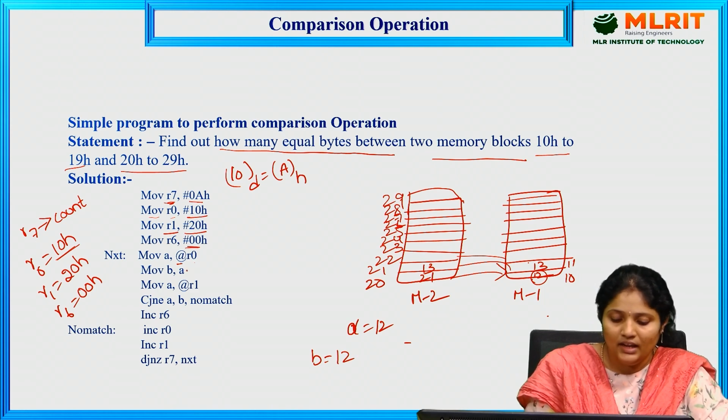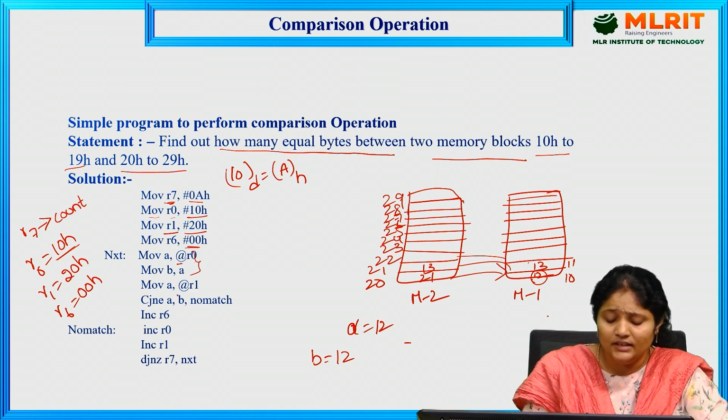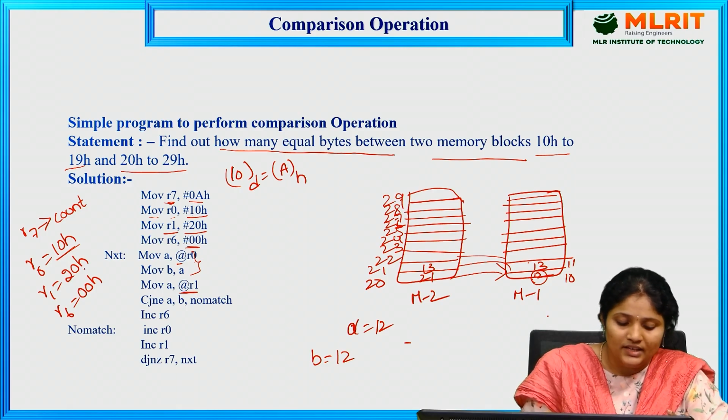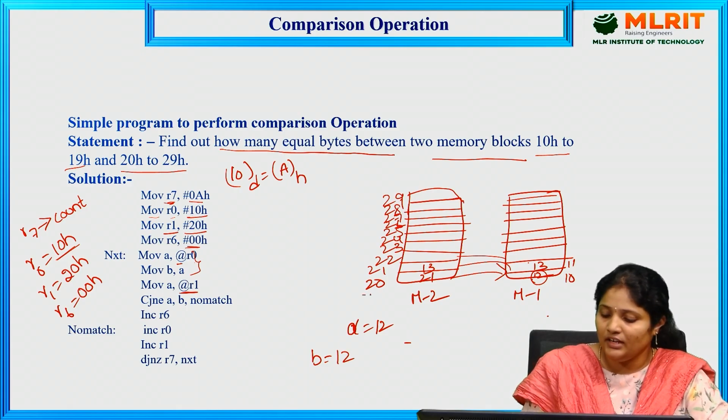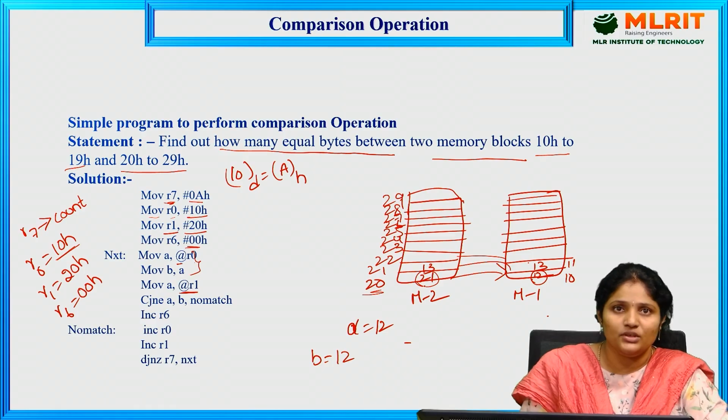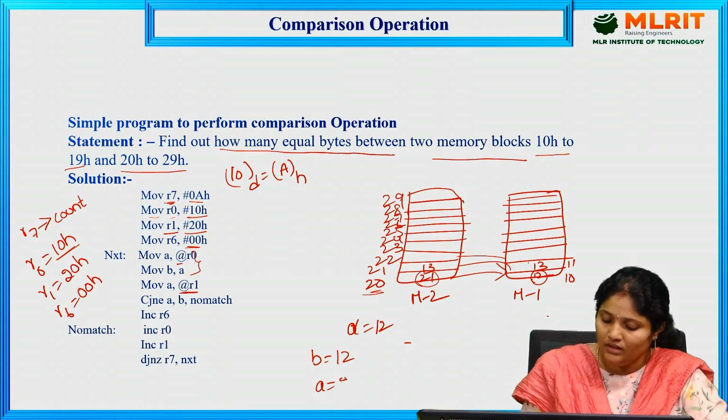So now again these two are done. Now the data present in the R1 location. R1 is holding the value 20H. So the data present in the 20H location is 21, and that is moved to the A register.